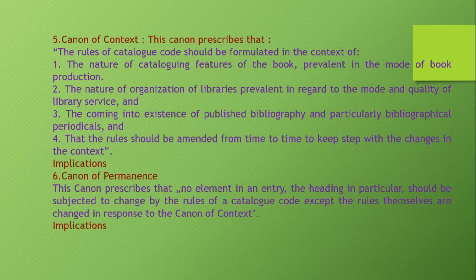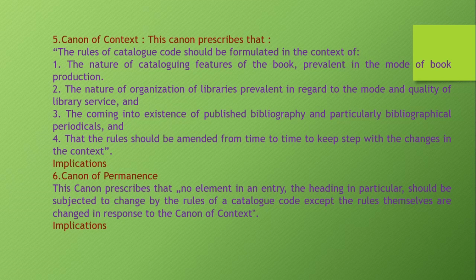6. Canon of Permanence. This canon prescribes that no element in an entry, the heading in particular, should be subjected to change by the rules of a catalog code, except if the rules themselves are changed in response to the canon of context. Implications: if the information once given in the heading section of an entry is changed frequently, it will involve much cost and labor.